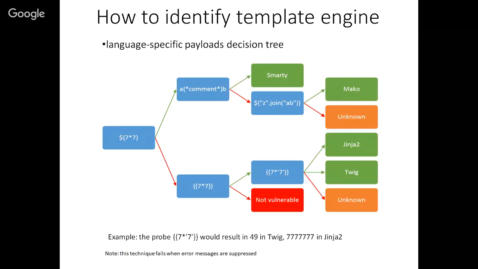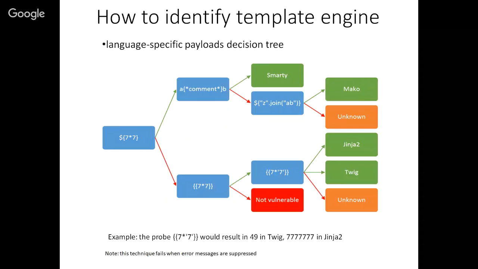So the next syntax we can try for the template: if the upper one is a comment, then you will get AB on the screen, and the Smarty could be there. But in the below one you can see 7 into 7. If you are getting 49, that's all right, but you need to try one more time. If you are giving 7 into 7 in quotes, and you are getting 49, there is a Twig, but if you are getting 7 times 7, then Jinja could be there.